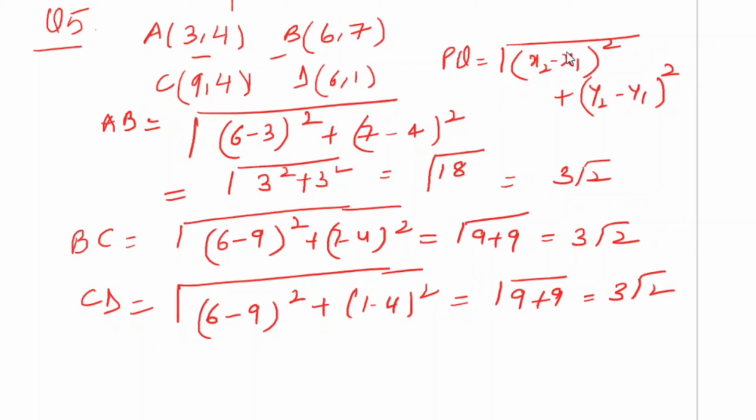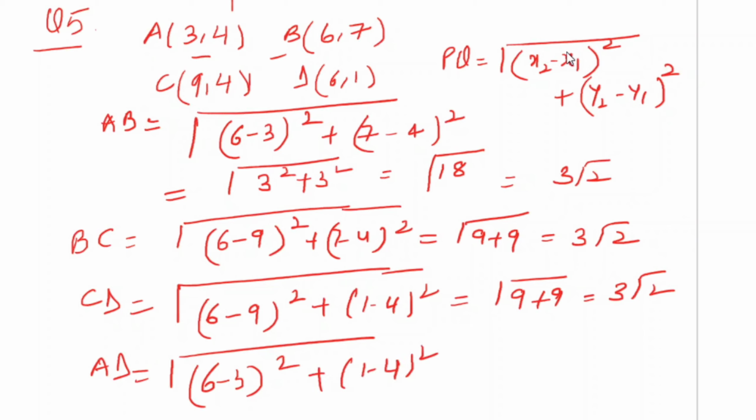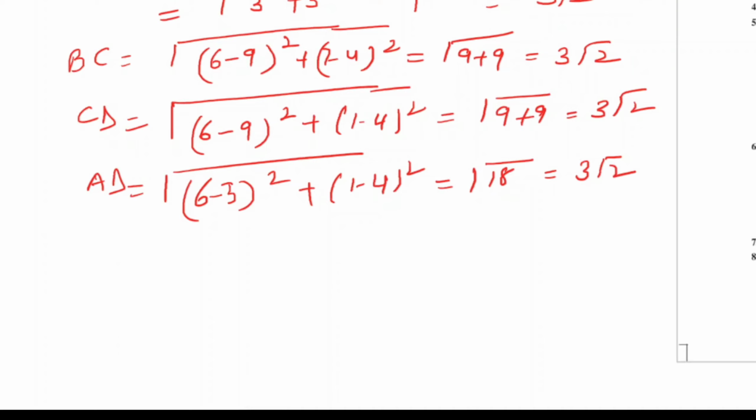Now next is AD. Here this is (6 minus 3) whole square plus (1 minus 4) whole square. If you simplify, you also get the same thing, and hence you know that all sides are equal. So it is a rhombus. It can be a rhombus because the sides are equal.